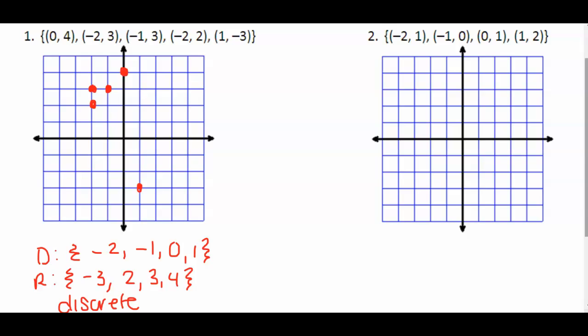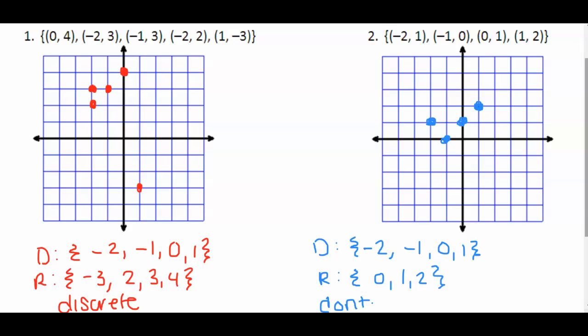Okay, number 2, plot your points. So you have -2, 1, -1, 0, 0, 1, and 1, 2. So our domain is -2, -1, 0, 1. My range is 0, 1, and 2.